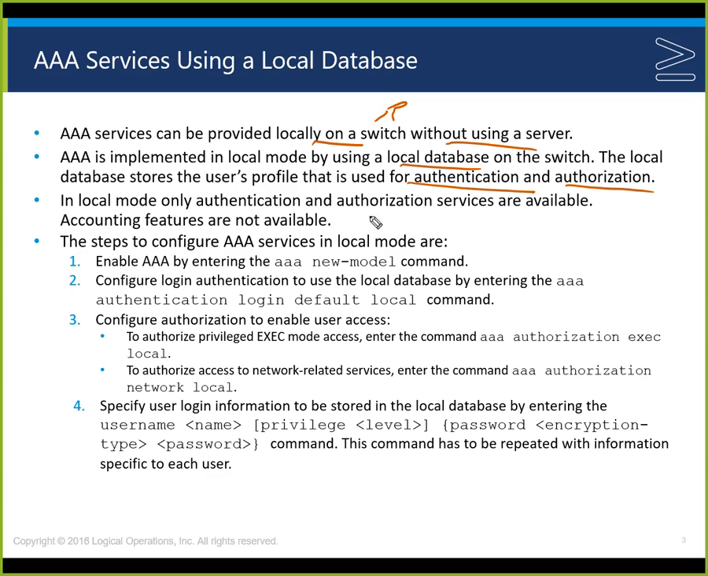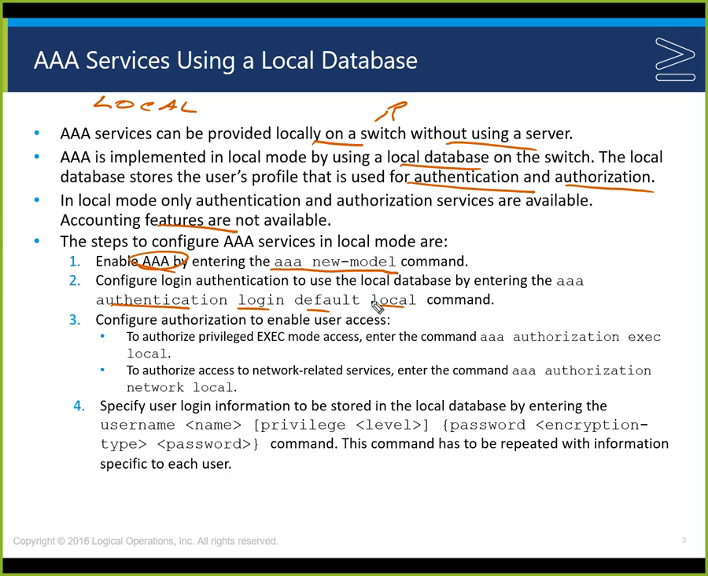In local mode, only authorization services are available. Accounting features are not available. And we enable, and we talk about local here. So if we have a local database enabled and now we want to use AAA, when we do that, we go away from using the local database to using the AAA server. And when we use the AAA server, the first command that we need is aaa new-model. And then the authentication login default local command will get the local database.